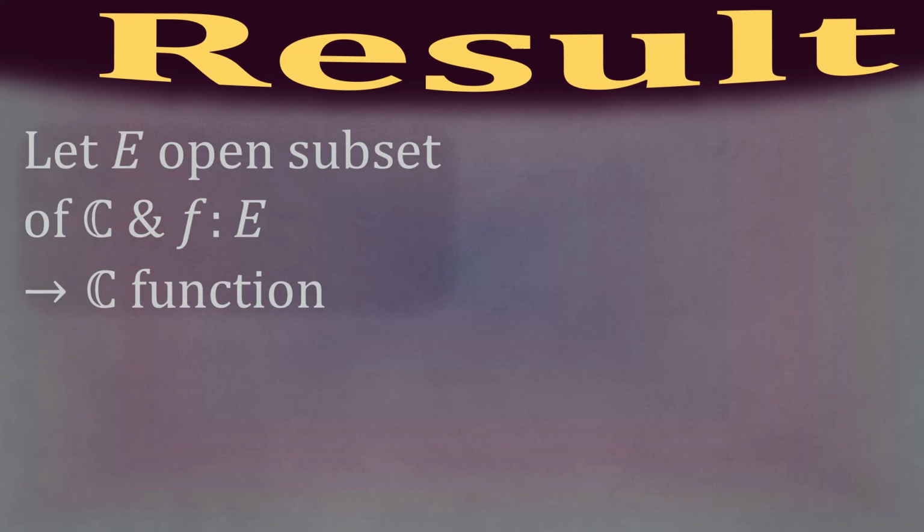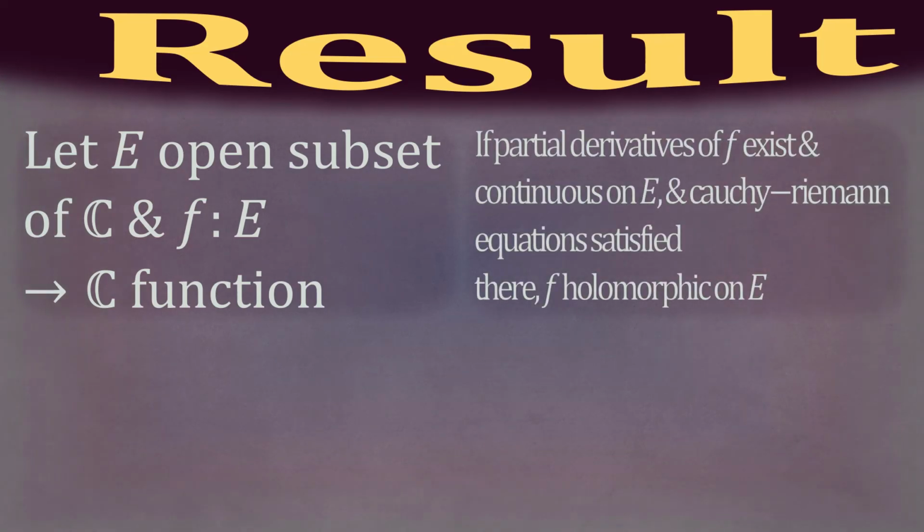Let E be an open subset of the complex numbers and let f from E to the complex numbers be a function. If the partial derivatives of f exist and are continuous on E and the Cauchy-Riemann equations are satisfied there, then f is a holomorphic function on E.